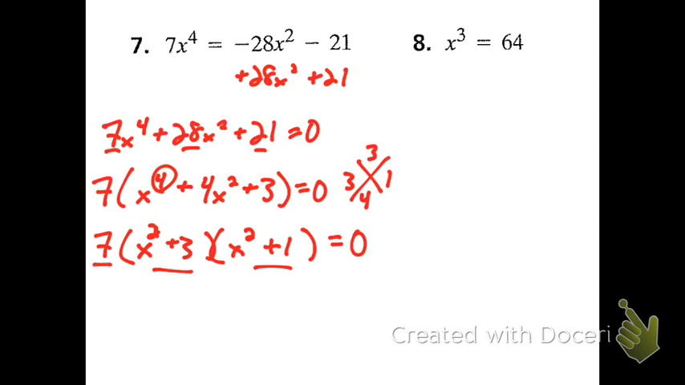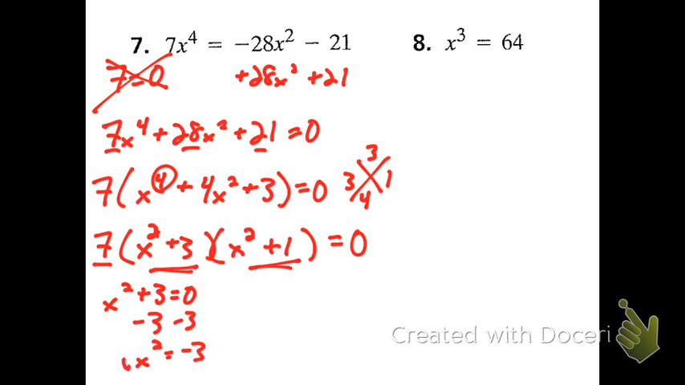Now, I haven't talked about the 7. The 7 doesn't matter to us anymore. Two reasons. One, if I divided both sides by 7, it would just go away. The other reason is, if I set 7 equal to 0, does that make sense? No. So we don't get solutions from there. We'll get solutions from this and this. So x squared plus 3 equals 0. I'm going to subtract 3 from both sides. X squared equals negative 3. Take the square root of both sides. My first two solutions are going to be x is equal to plus or minus i root 3.